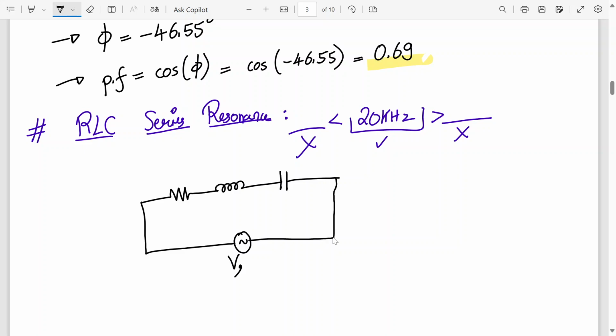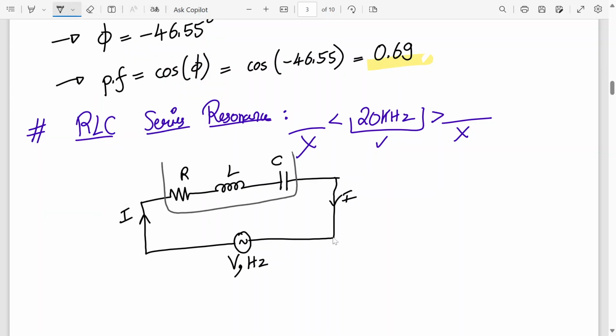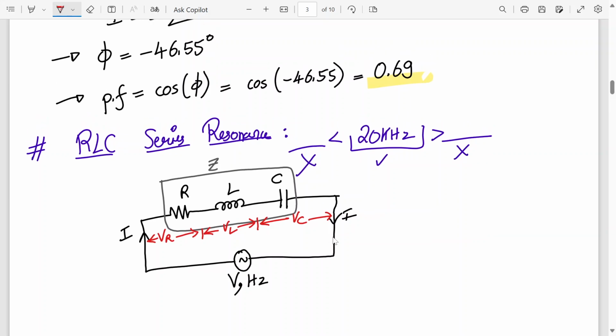So let's say this voltage is Vrms in hertz. This current is I. This is RLC. And the total impedance of the circuit is Z. The voltage across each of them: this voltage is VR, this voltage is VL, and this voltage is VC, correspondingly. Voltage across resistor, inductor, and capacitor. Just say this is ZR, impedance at resonance.